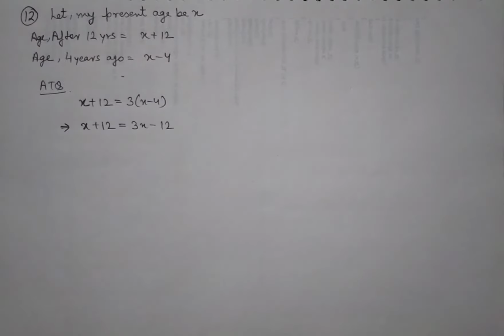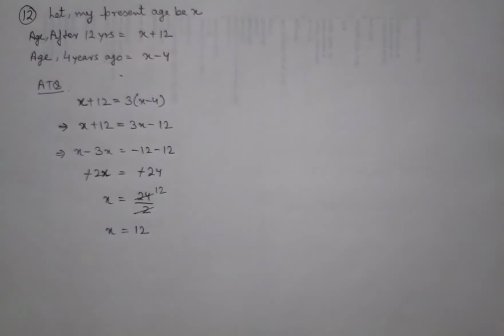Here we have got this after opening the bracket, and now we are going to make a transpose and concentrate all the variables on one side and constants on the other. And here we get minus 2x equals minus 24. Now we can cancel out the minus sign from both the sides, and we get x equals 24 by 2, and now x equals 12. This means the present age is 12 years.